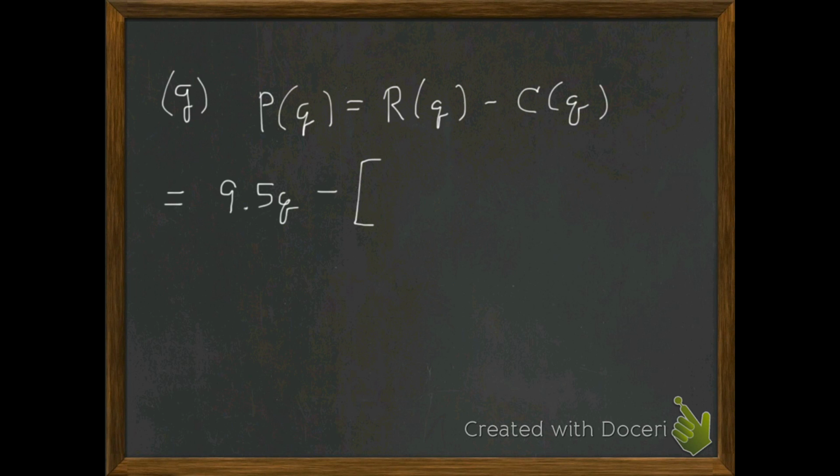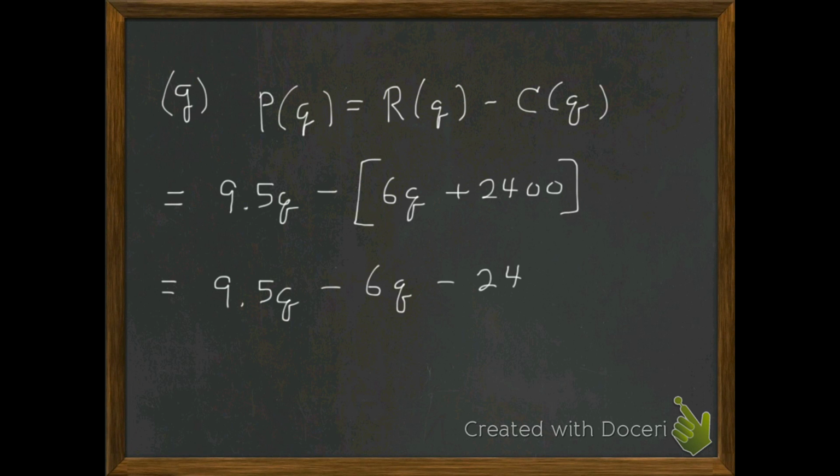minus the quantity, so let's distribute the negative sign to each part under the parentheses of the brackets. So guys, your profit function in this case is 3.5Q minus 2,400. Well, we need to see what quantity, what number of items, produces a profit of 100,000.